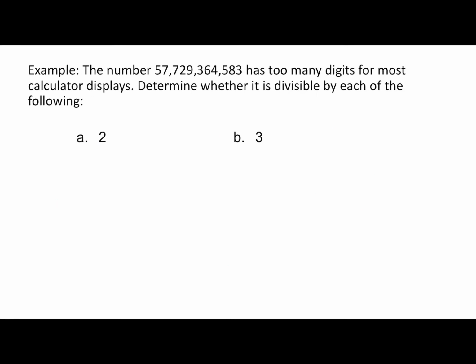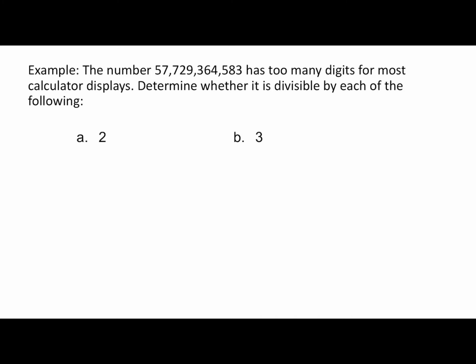So the number, this is a really big number, 57,729,000. I can't even read it. Billions, millions, thousands, hundreds, right? This big number is really big. It's got too many digits for most calculators to display. Let's determine whether it's divisible by each of the following numbers.